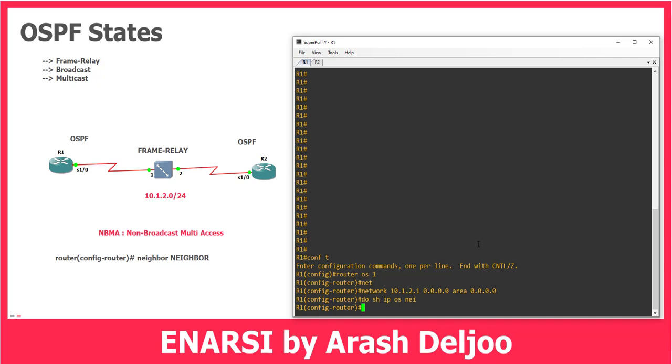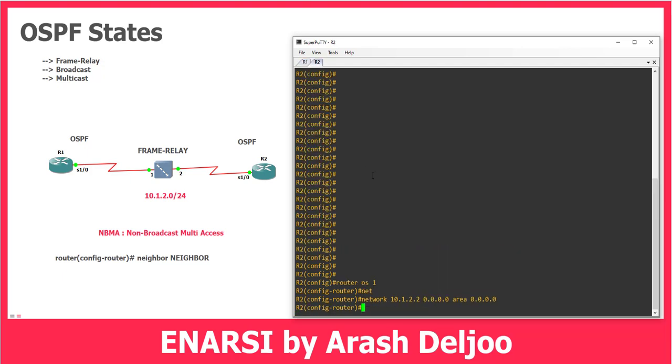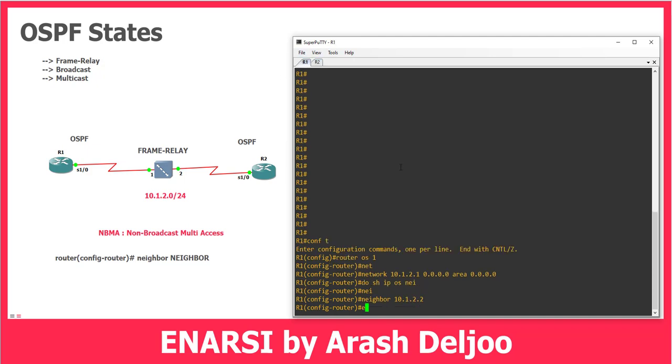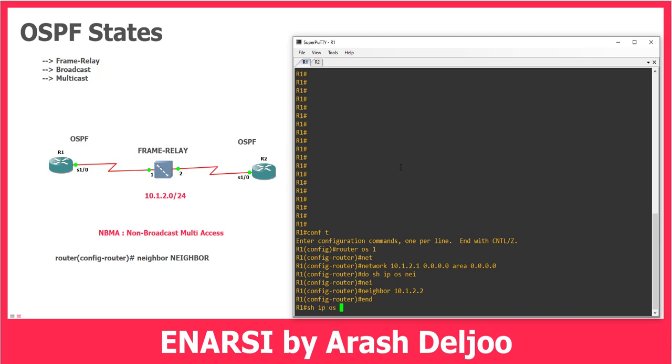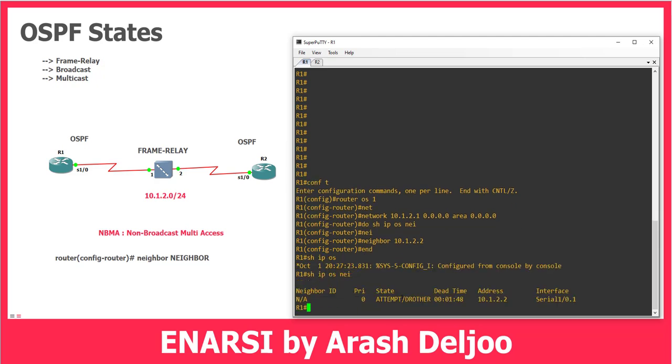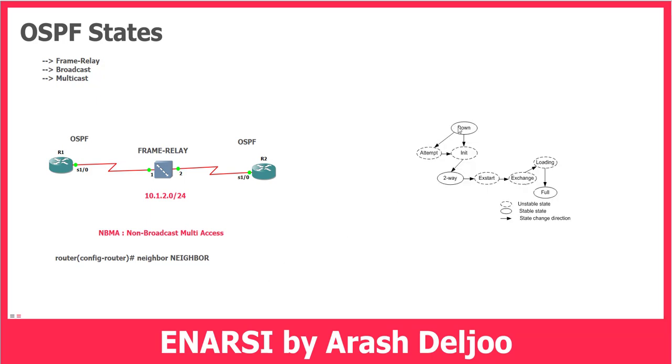Okay, let me show you the neighbor command. Neighbor 10.122 on router 1, and neighbor 10.121 on router 2. After that, on router 1, let me show you what is happening. Show ip ospf neighbor. Now we are residing in the attempt state. You know that in non-broadcast multi-access, we should go from down to attempt.